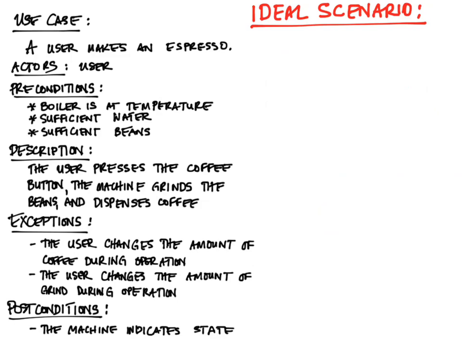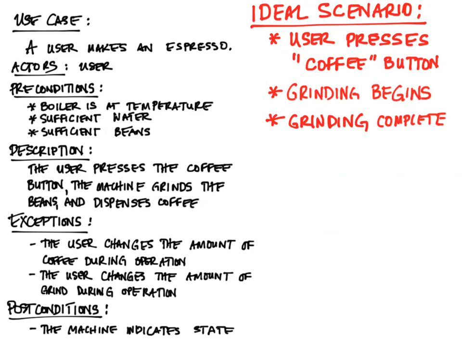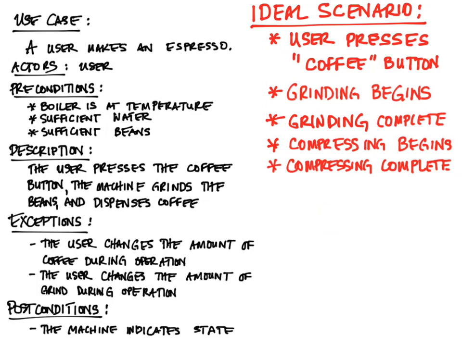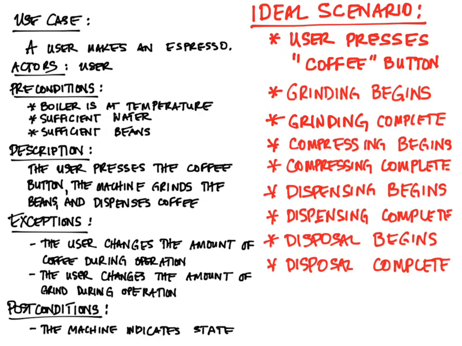So I want to sketch the ideal scenario here. The first part of it is that the user presses the coffee button. So this is the very first event that occurs. Then grinding begins, grinding completes, compressing begins and then completes, dispensing begins and then completes, disposal begins and then completes, and then finally the machine displays its state.